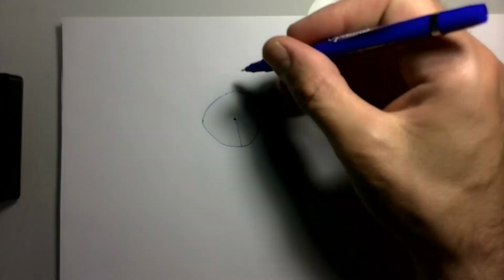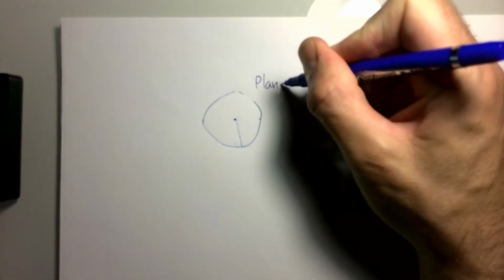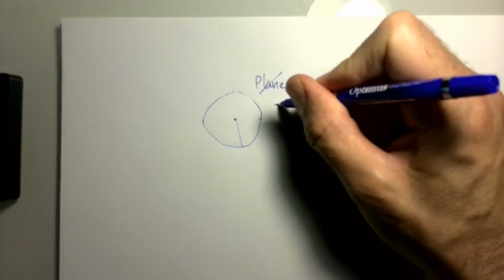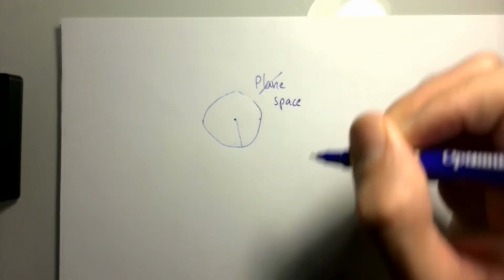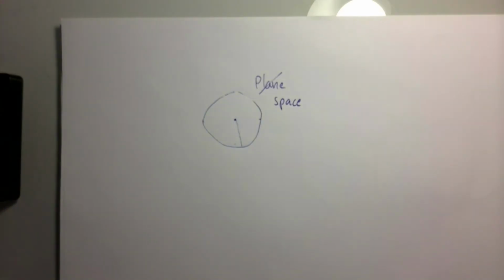All right, so if we change one word in that definition, if we were to take out the word plane and replace it with space. So the set of all points equidistant from a given point in space. What kind of shape could that be?